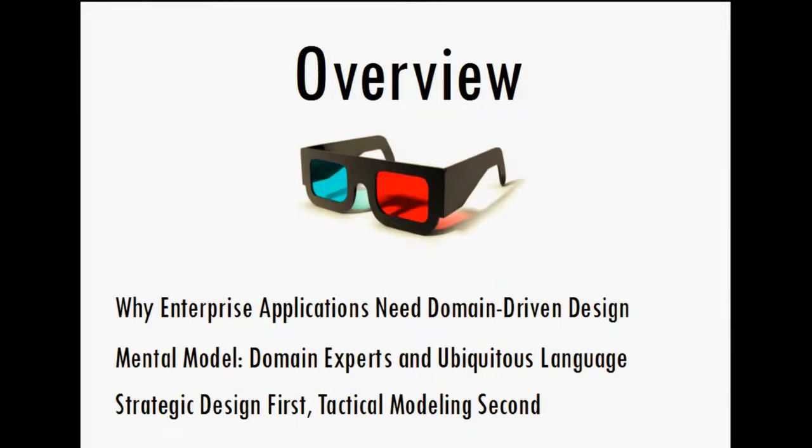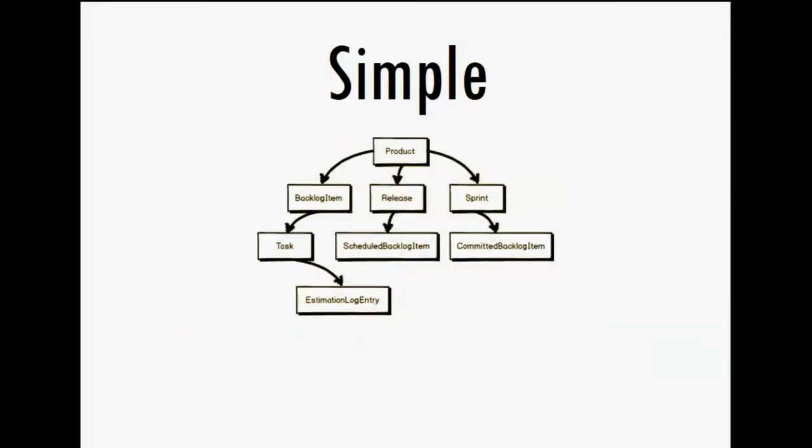And the two major tools that we use for this in strategic design is the bounded context and the ubiquitous language. And then product. And a portion of the product is controlled under a sprint. That's where the activity of actually developing the software occurs, and then you have a release. So backlog item, release, and sprint are all considered part of your product. And then under backlog item, you have tasks, and tasks have estimation log entries.